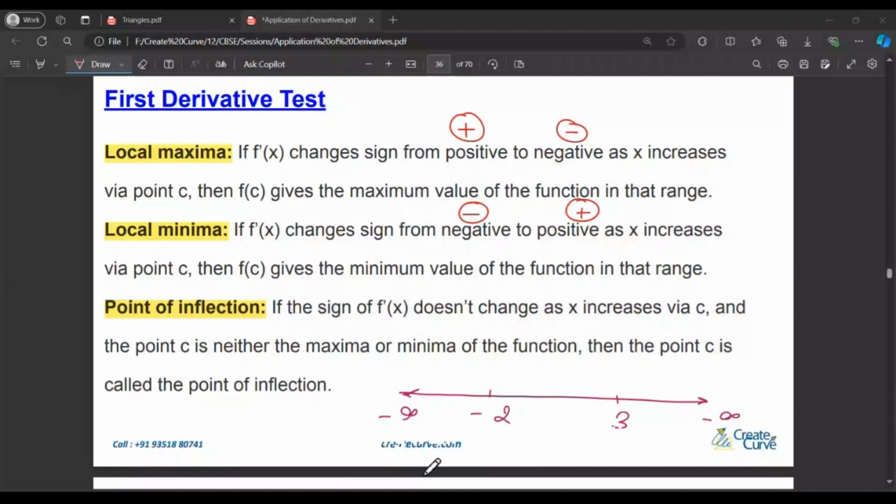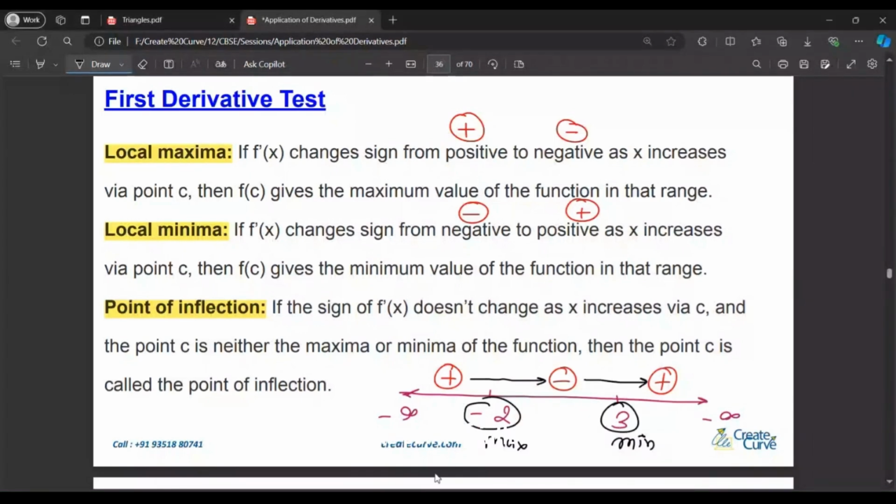Same concept. If we are moving from positive to negative, then this point is the local maxima point. If we are moving from negative to positive, this point is the local minima point. So if we are moving from positive to negative, this particular point is the local maximum. If we are moving from negative to positive, this particular point is the local minimum.